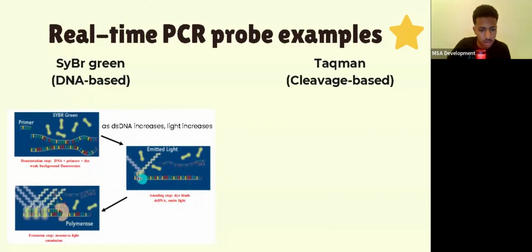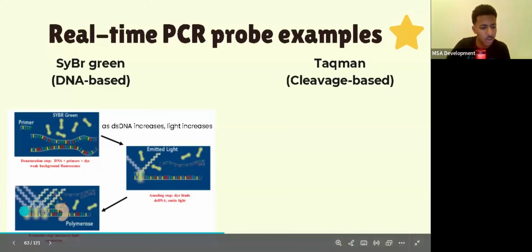So in the annealing step, when the primers bind, we're gonna have some little signal because technically it's still double-stranded DNA. And then in the extension step, when we actually have double-stranded DNA forming, we're gonna have way more cyber green dye giving us fluorescence, and we can detect that.